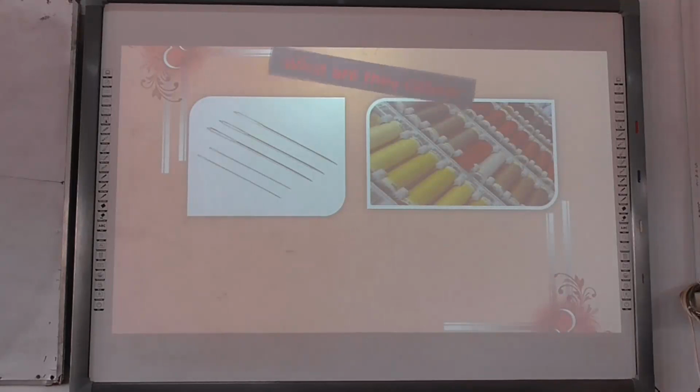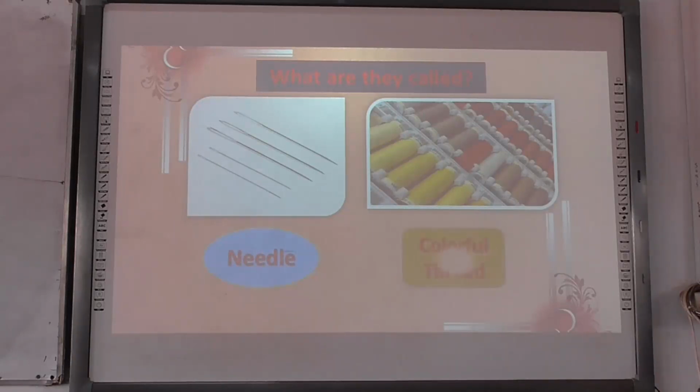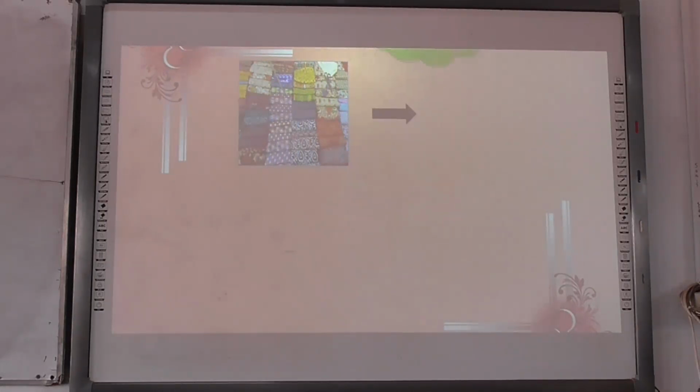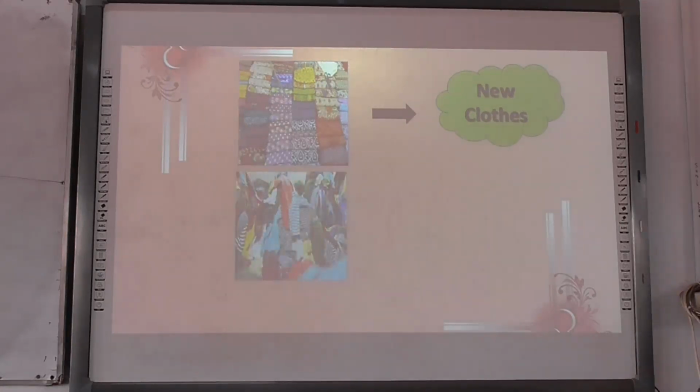What do you see in this picture and what are they called? This is needle and this is colorful thread. Needle, that means shoot, and colorful thread, that means rongin shooter. Now, look at the picture. What is it? It's the new clothes. Now, look at this picture. What do you see in this picture? It's old clothes.